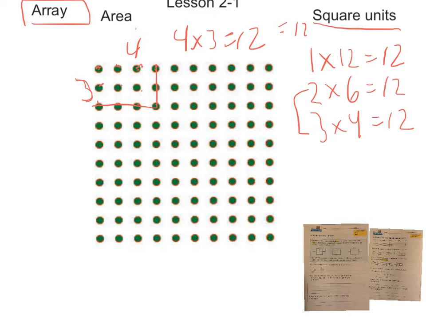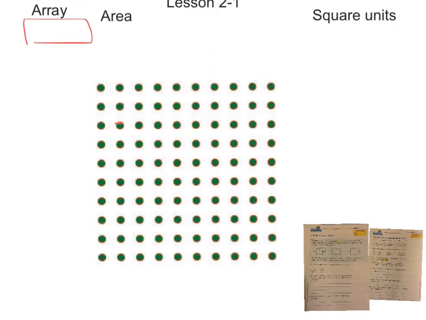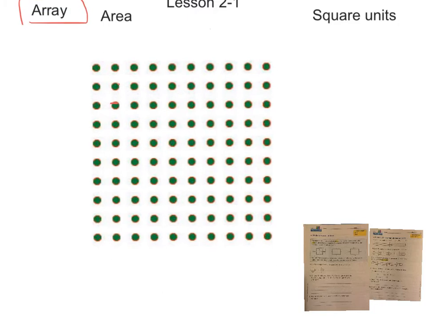Okay, so let me erase some of this stuff for you. And I want to start talking about area. Area is, I guess, a little bit different. Area is everything on the inside. Later in the year you're going to work with perimeter and area, and they go hand in hand, which means they go together. But perimeter is the outside and area is the inside.